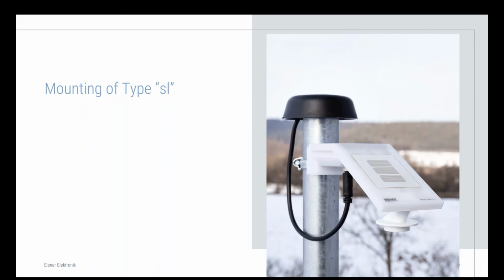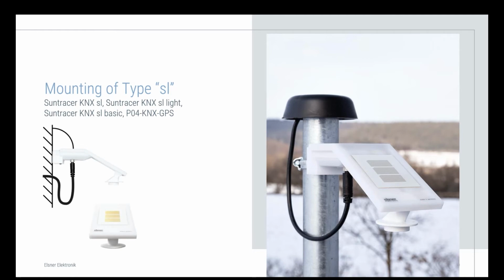Okay, first up, we will start with the mounting type of SL. All weather stations with this housing and the shape of the Suntracer SL, as seen on the photo on the right, are mounted identically. So the weather station can be attached directly to a pole on the roof with a clamp or on the wall. Here it must be noted that depending on the wind direction, the weather station is located to the lee of the facade. Therefore, the installation on the facade only makes sense if shading sits on the same facade.